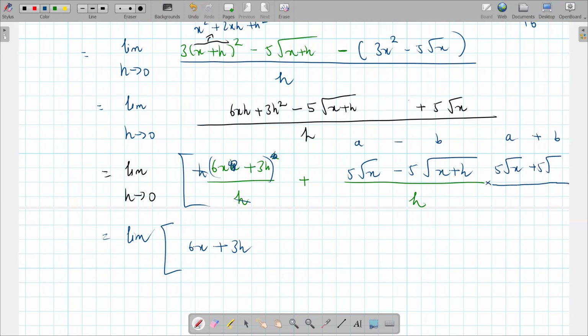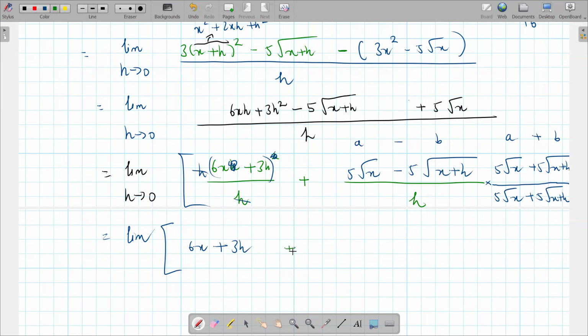So it's going to be like this, 5 root x plus h. So we're multiplying that in the numerator. You have to do the exact same thing in the denominator. Because essentially what we're doing is we're just multiplying by a 1 because the numerator and the denominator are the same. Like that.